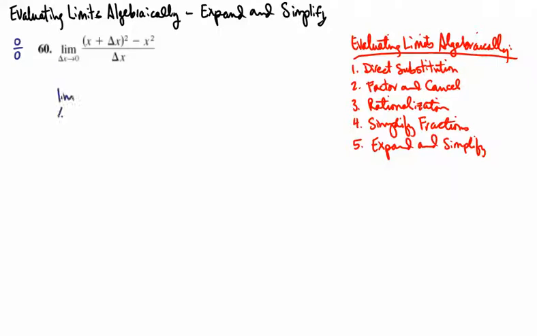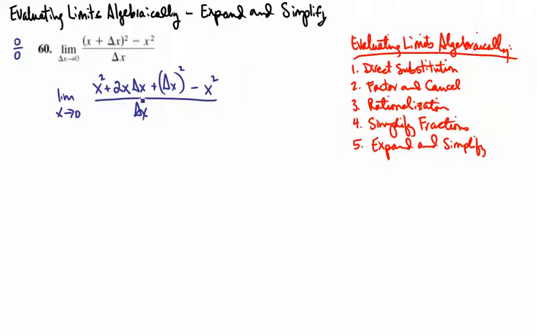So we have limit as delta x approaches 0. And when we expand out x plus delta x, we get x squared plus 2x delta x plus delta x, and I'll just put that in parentheses, quantity squared, minus x squared. So to multiply out a squared binomial, it's first term squared, then multiply the two terms, x delta x, and double it, so it's 2x delta x, and square the second term, add it. And our denominator is delta x.